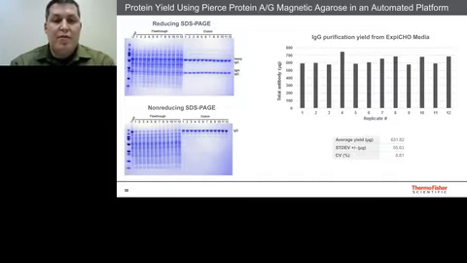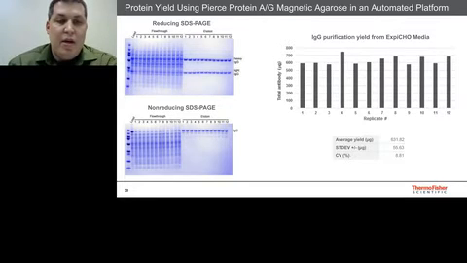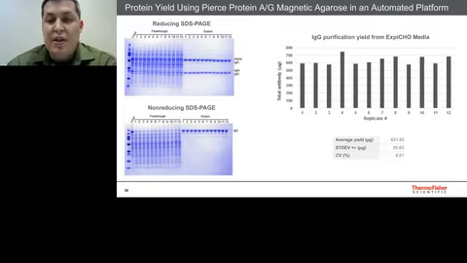Here we are showing a purification of a human IgG that was expressed in our XP-CHO system. In this experiment, we were looking to identify how reproducible a purification on an automated system is. For this, we performed the purification on the KingFisher Duo system in 12 replicates. On the left, you can see a reducing and non-reducing SDS-PAGE looking at the purity of the human IgG that was purified. The purity on all 12 samples was near identical.